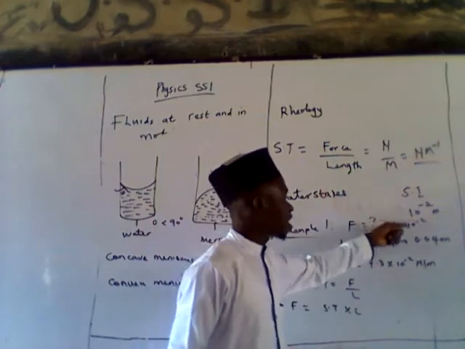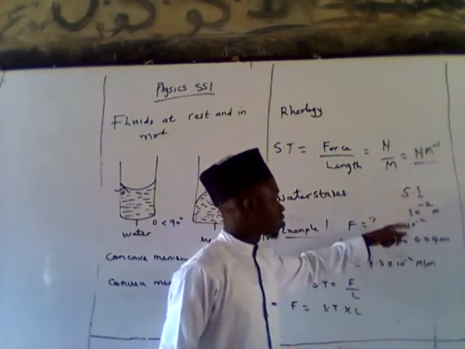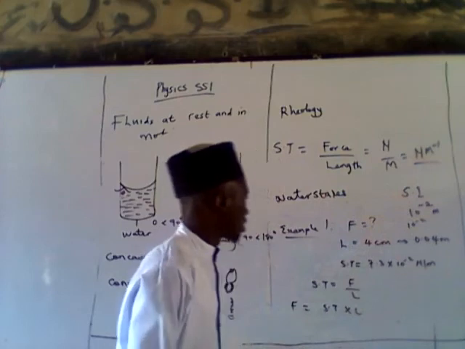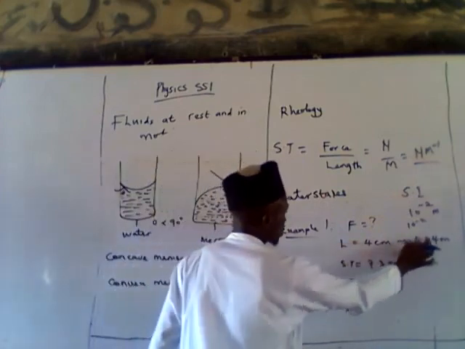What do you mean by deca? What do we mean by micro? What do we mean by milli? And the likes. So that means that 4 centimeter equals 0.04 meter.